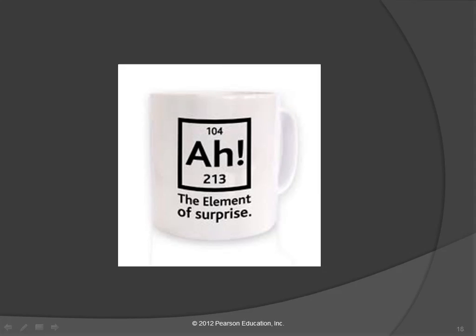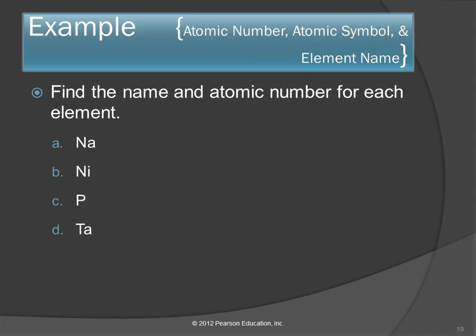This is my favorite element. The element of surprise. That's okay. It's about what I got this morning, too.